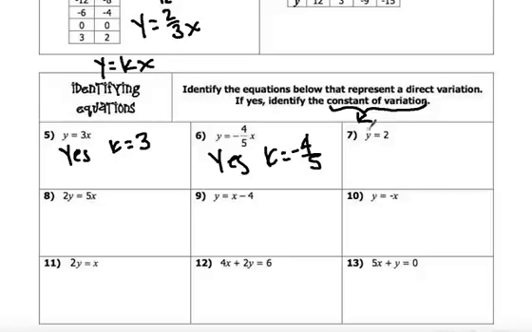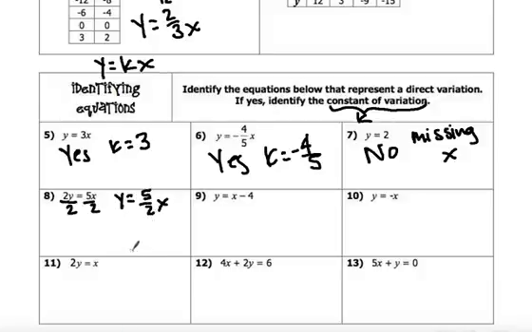In number 7, I have y equals 2. That is not written as y equals kx because it is missing an x. Number 8 is a little tricky because it's written 2y equals 5x. But remember in our direct variation equation, it's y equals, so y is by itself. So try to do that first. Divide both sides by 2 so that you can get y to be by itself, and you have y equals 5 over 2x. So that is written as a direct variation, and k would be equal to 5 over 2.